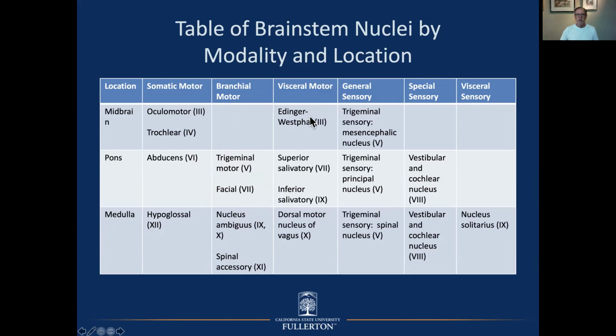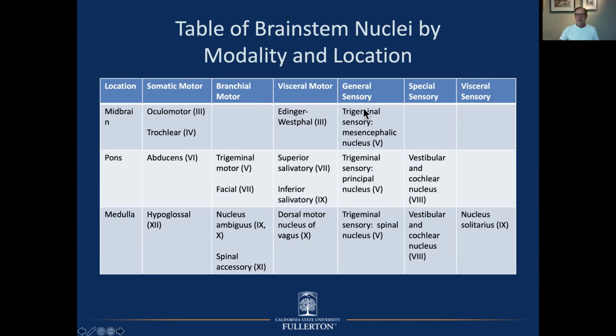The visceral motor ones, we're not paying much attention to those. They obviously have something to do with salivation. This has to do with your pupil size. And this one we are going to pay attention to, the dorsal motor nucleus of the vagus, a little bit of attention. We don't actually test it. It controls basically all your internal organs.